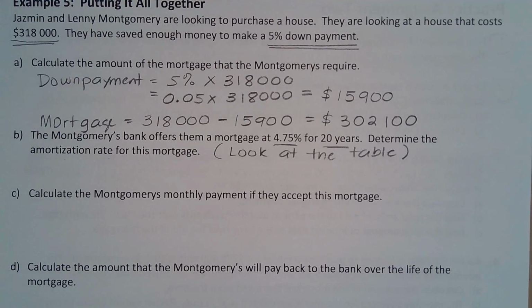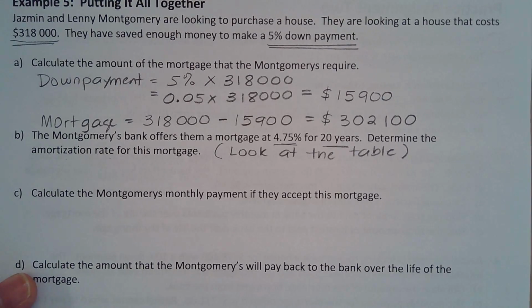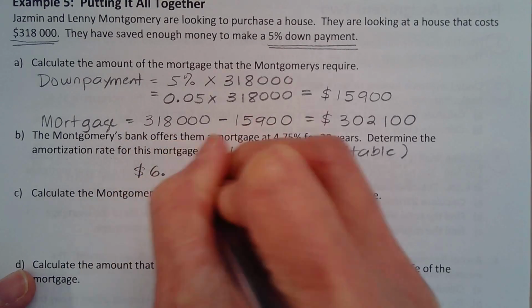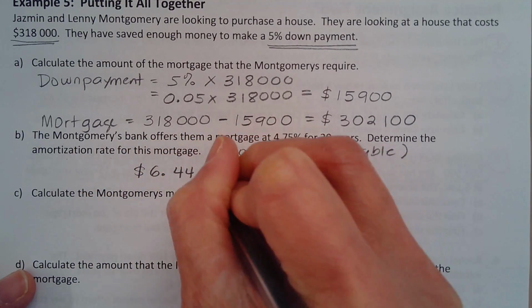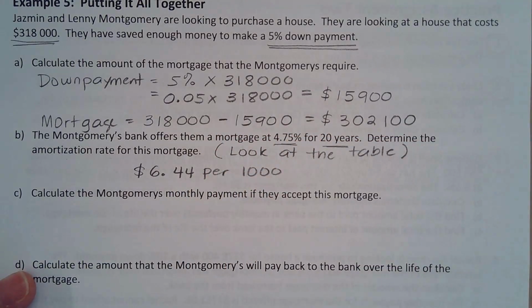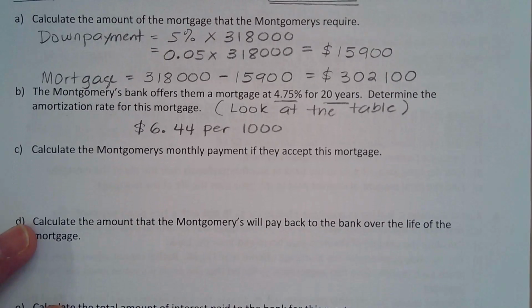What did you find? 6.44. So it's going to be $6.44 per thousand, right? Is that good? Okay. So we're going to just look at the table for that one.